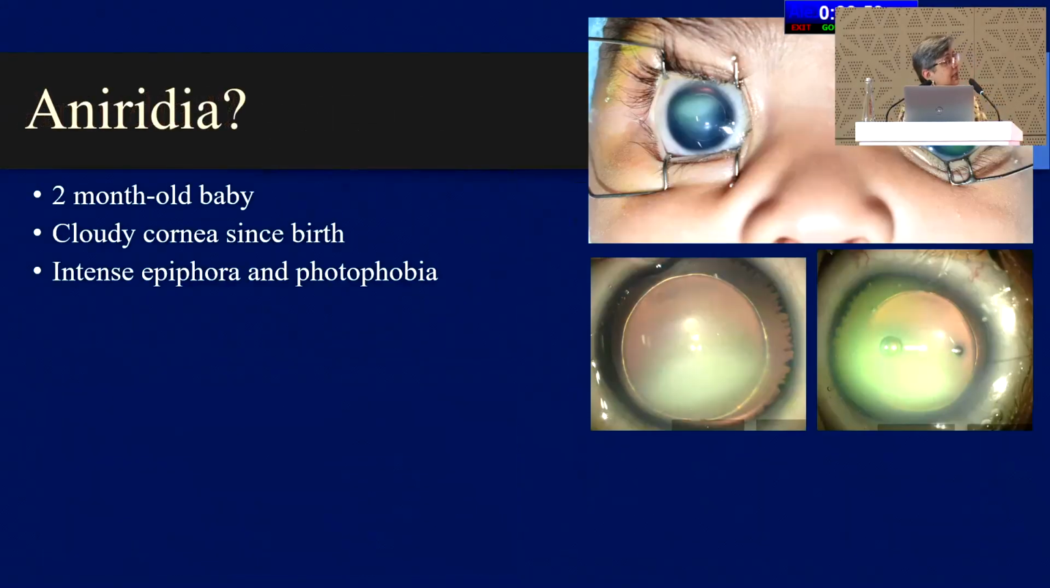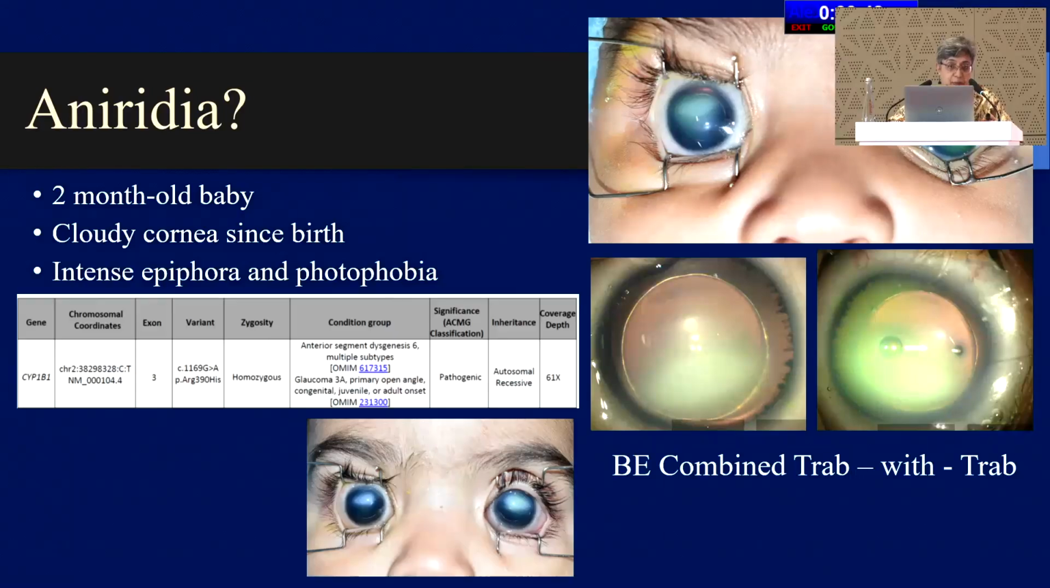Now what about this? Again, a 2-month-old, absence of iris, no iris at all. Is this aniridia? Yes, we thought it was. So this was also named aniridia, except that it was just absence of iris. Did a bilateral combined trab with trab? Well, lo and behold, CYP1B1, arginine 398. We didn't recognize a CYP1B1 cytopathy. This was neonatal onset CU with severe iris hypoplasia.